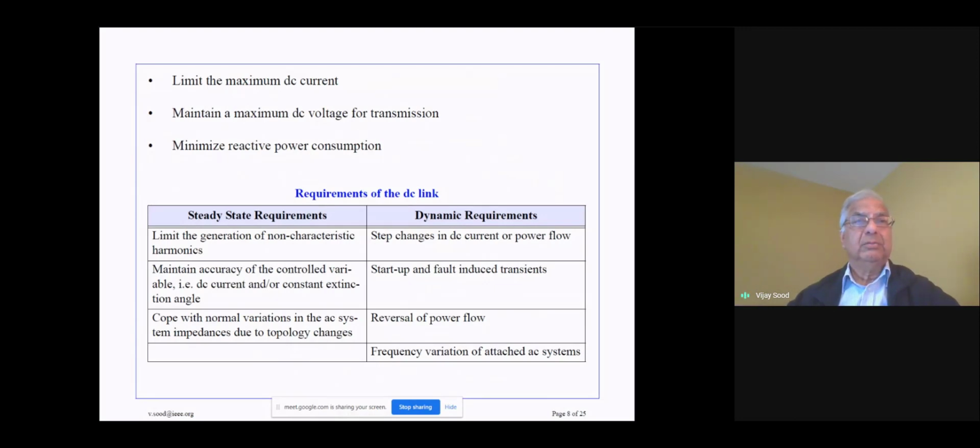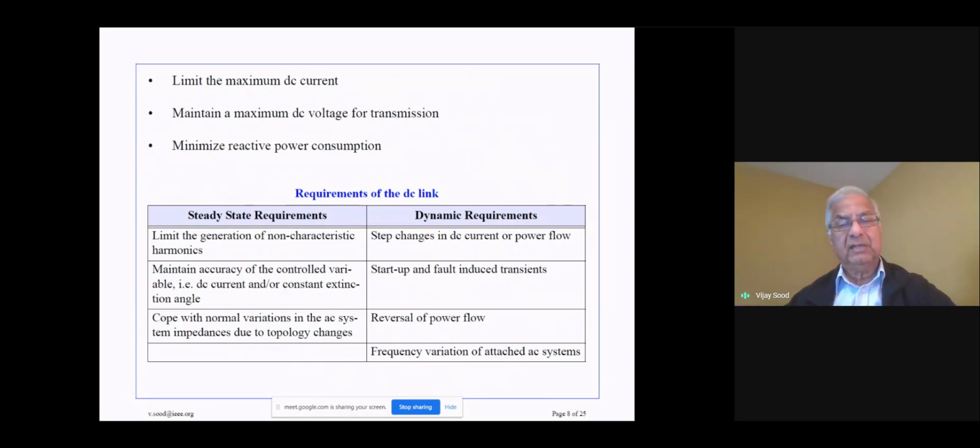The second objective is to maintain the DC voltage to make sure that we do not exceed a certain maximum value. Again, insulation requirements determine what is the maximum DC voltage for transmission purposes. We want to have a maximum voltage because we want to maximize the power flow. So in order to keep the flow of power as high as possible, we want to maintain a high voltage. But there is an upper limit to how we can exceed that, how we can reach that maximum limit.